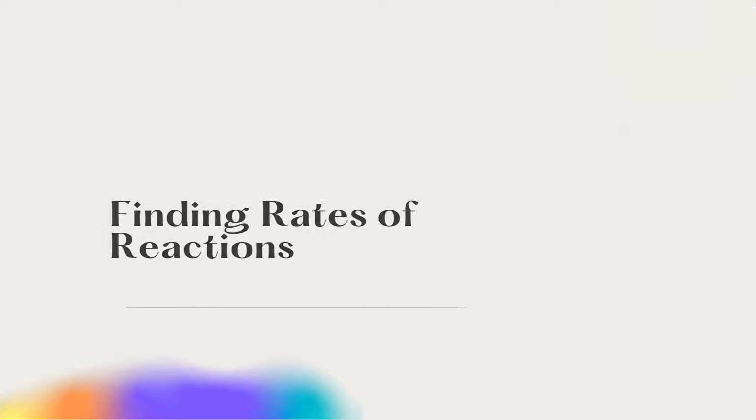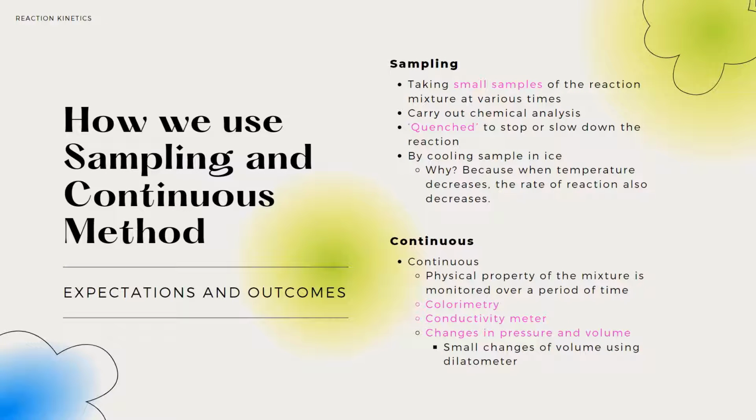To measure the rate of reaction, for sampling, we first take small samples of the reaction mixture at various times. We then carry out chemical analysis, quenching to stop or slow down the reaction by cooling the sample in ice. Why? Because when temperature decreases, the rate of reaction also decreases. For the continuous method, we observe a physical property of the mixture using colorimetry, conductivity, or changes in pressure and volume.